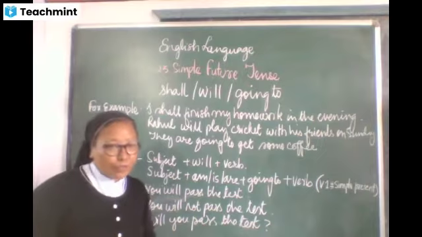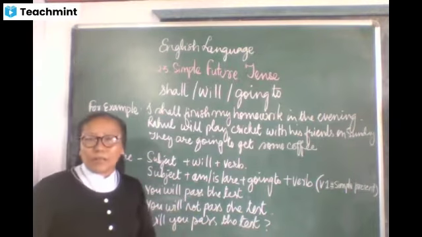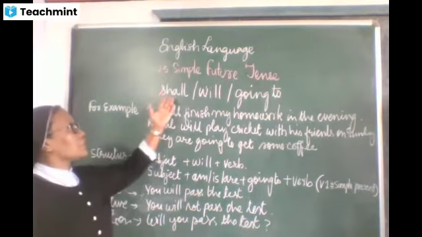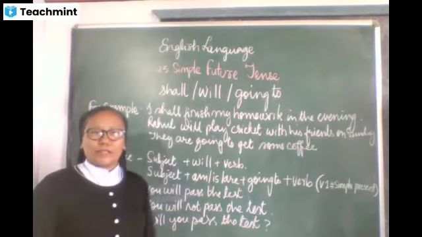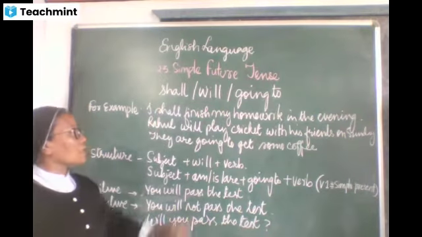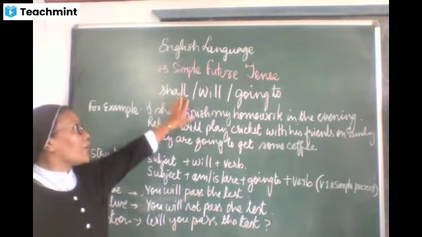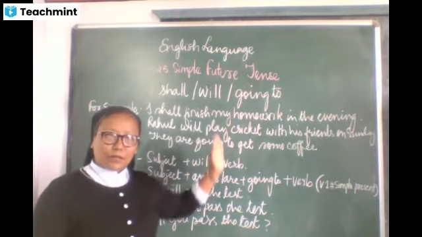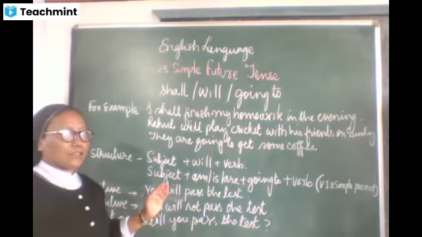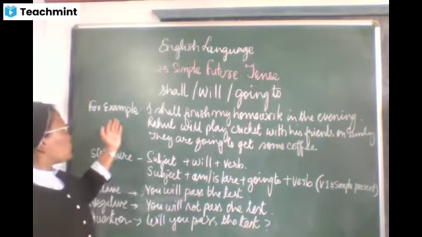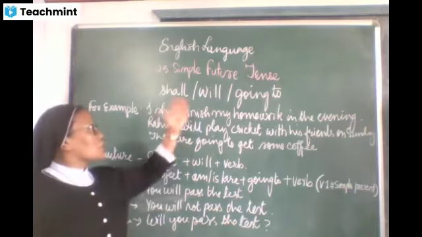We are going to talk about the future. So, while talking about the future, we use shall, will, and going to. Remember that. Okay. We will learn when to use each of them later in this section. Okay. Now, see. For example, I said these words we will use.